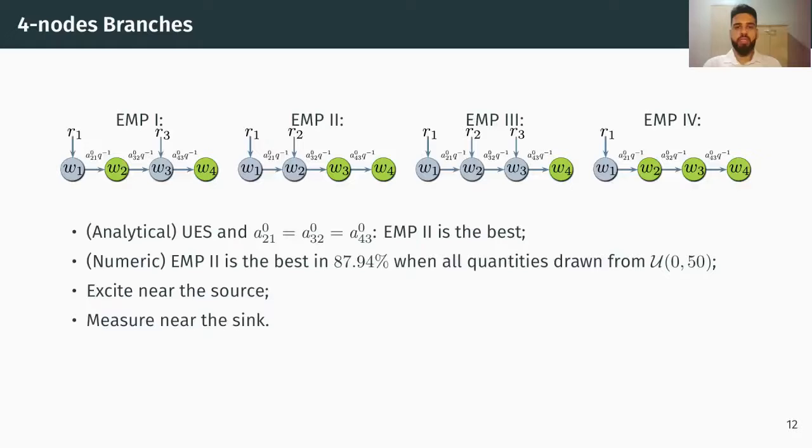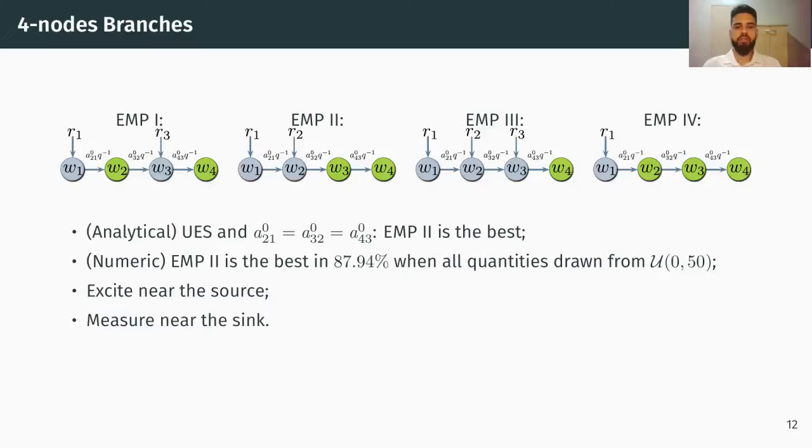For the case where the number of nodes is equal to 4, we have 4 minimum EMPs. Differently from the 3 nodes case, in this case there is only one minimum EMP that stands out. When all factors are equal, we have shown analytically that EMP2 is the one that provides the least variance. Even when everything is randomly selected, from the 10,000 simulations, EMP2 is still dominant with 87.94% of the cases.